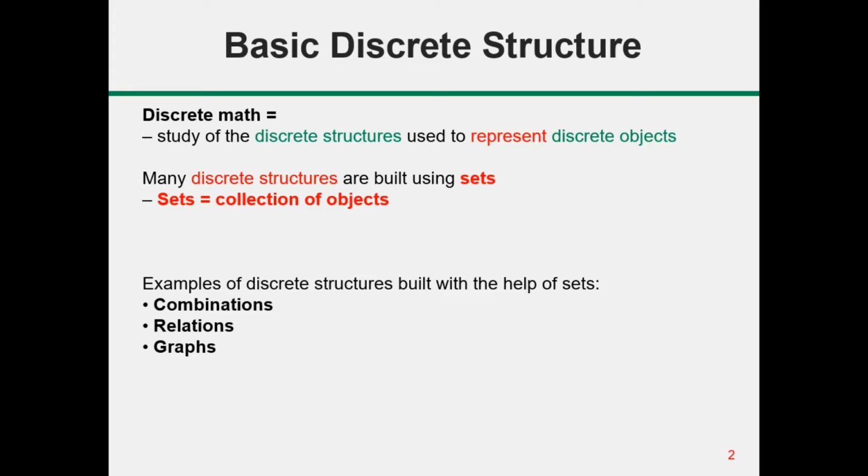So what is discrete math? Discrete math is the study of the discrete structures used to represent discrete objects. For example, many discrete structures are built using sets, and you must have known sets as a collection of objects. There are various examples of discrete structures built with the help of sets, and that is combinations, relations, and graphs.